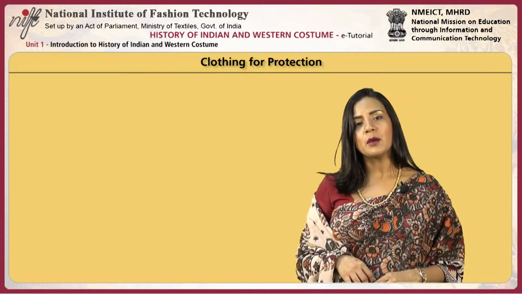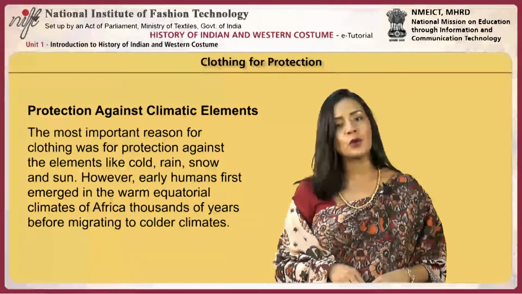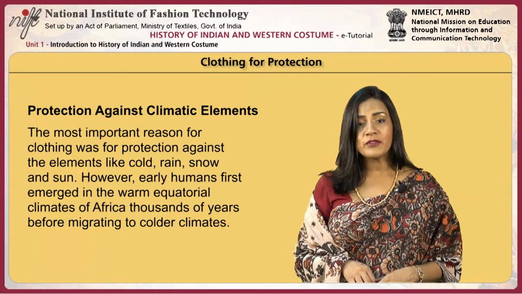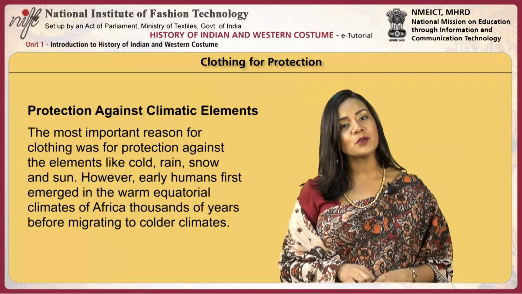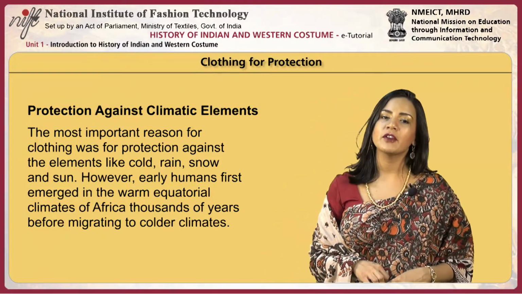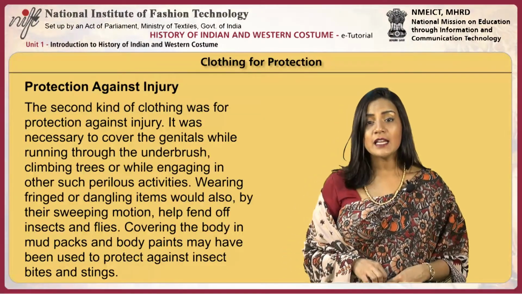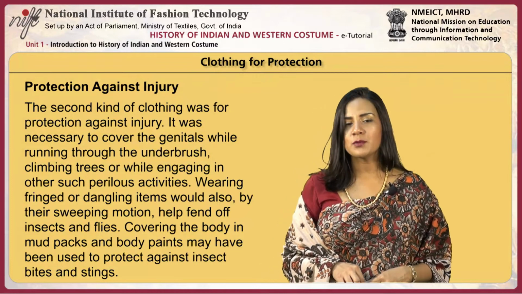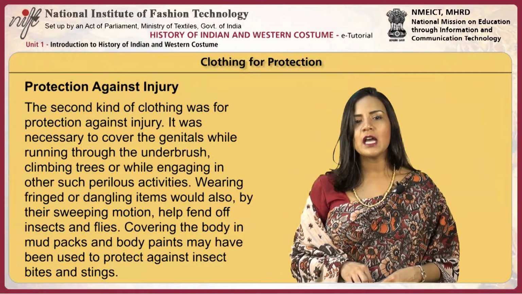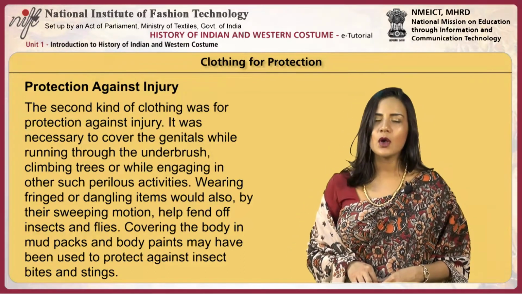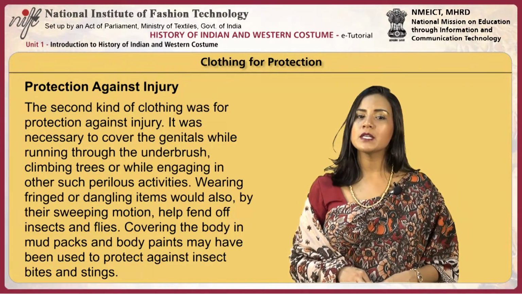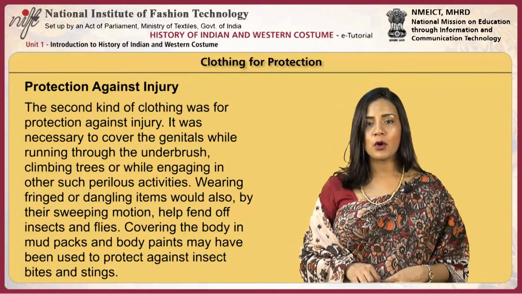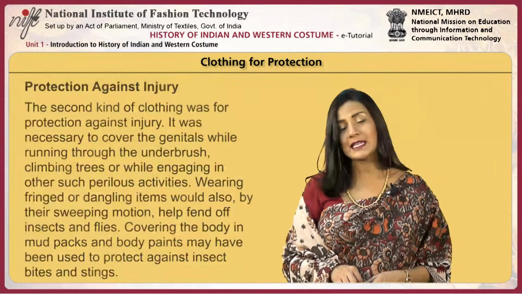Early humans used clothing for a number of reasons. The most important reason for clothing was for protection against the elements like cold, rain, snow, and sun. However, early humans first emerged in the warm equatorial climates of Africa, thousands of years before migrating to colder climates. The second kind of clothing was for protection against injury. It was necessary to cover the genitals while running through the underbrush, climbing trees, or while engaging in other perilous activities. Wearing fringed or dangling items would also, by their sweeping motion, help fend off insects and flies. Covering the body in mud packs and body paints may have been used to protect against insect bites and stings.